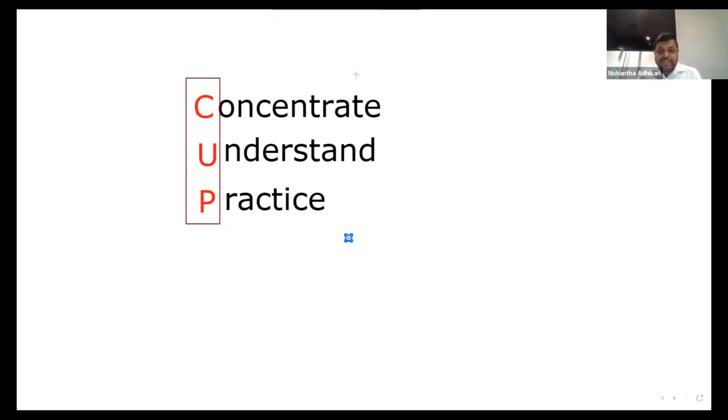I think this is the end of the session. The profitability index is 1 point something: investment plus NPV divided by the investment. Right.